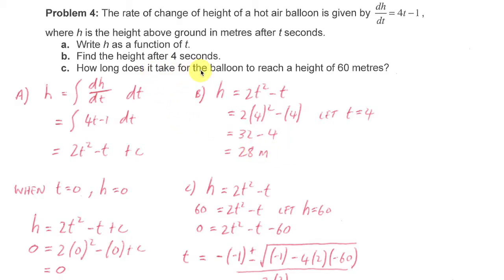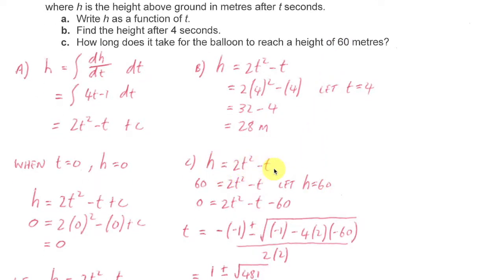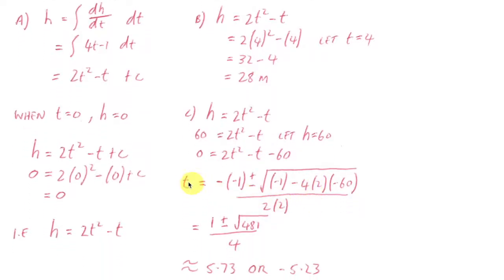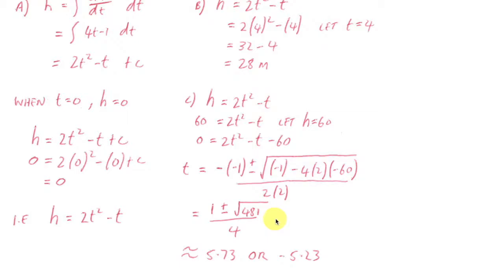C, how long does it take for the balloon to reach a height of 60 meters? So here's my h function. I simply make h equal to 60 and I solve for t. Now, of course, I could just use my CAS if it was a CAS-enabled question, but here's the approach if we're doing it by hand. I take 60 from both sides, and now it's in the format of a quadratic equation. In these workings here, I'm making use of the general formula for a quadratic equation. And you'll see that these are my two exact solutions.